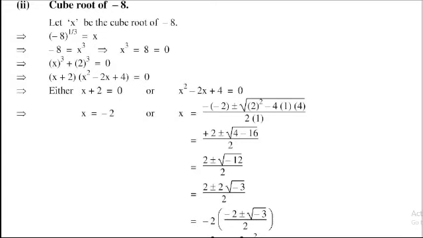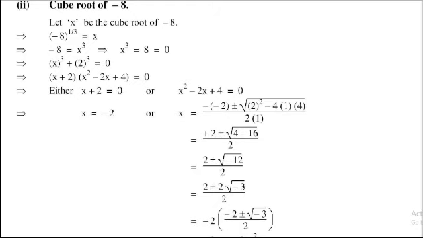By using the quadratic formula, that is x is equal to minus b plus minus square root of b square minus 4ac divided by 2a. So putting the values of a, b and c in the quadratic formula, x is equal to minus into minus 2 plus minus square root of 2 whole square minus 4 into 1 into 4, divided by 2 into 1. So equal to minus multiplied by minus, plus 2 plus minus square root of 2 square, which is 4, minus 4 times 4 is 16, divided by 2. 4 minus 16 is equal to minus 12.